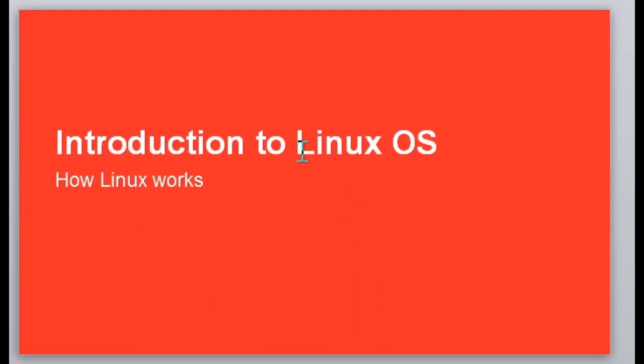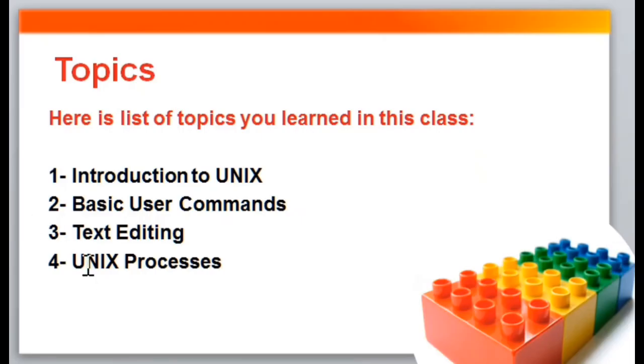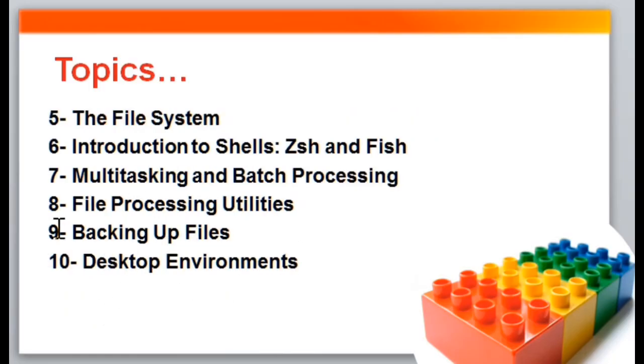So this concludes Introduction to Linux OS. In this course, we learn Introduction to Unix, basic user commands such as move, copy, ls, cd, and others, text editing with VI and Vim, UNIX processes, the file system and how it works, introduction to shells such as Z shell and fish shell, and the default bash shell, multitasking and batch processing, file processing utilities, backup files such as CPIO, tar, gzip, and DD, as well as some desktop environments such as KDE, GNOME, and Ubuntu and Debian.